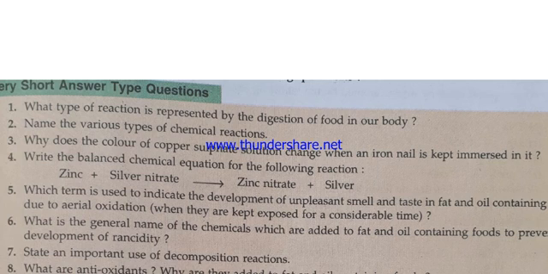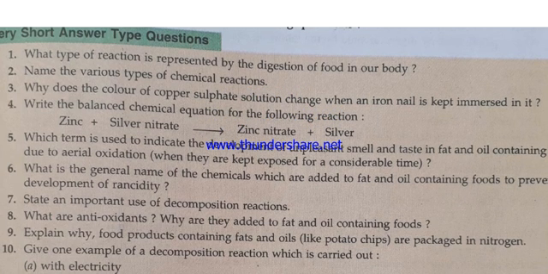Next is again the last part of the question answers. What type of reaction is represented by digestion of food? That is the oxidation reaction. Name the various types of chemical reaction, that is combination, decomposition, displacement and redox. Why does the color of copper sulfate change when an iron nail is put in? That is the single displacement reaction. Write the balanced chemical equation. Zinc plus silver nitrate will form zinc nitrate plus silver.